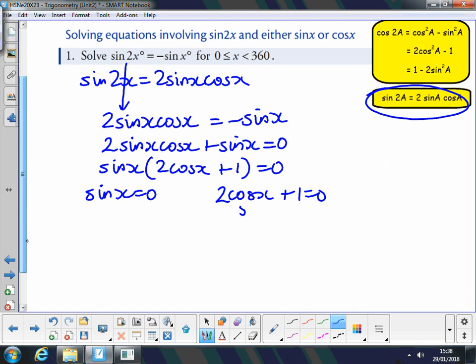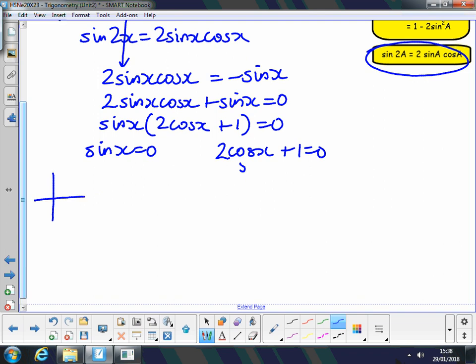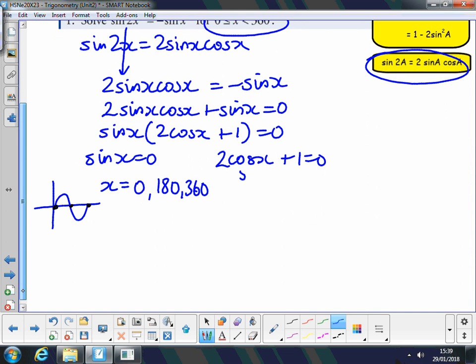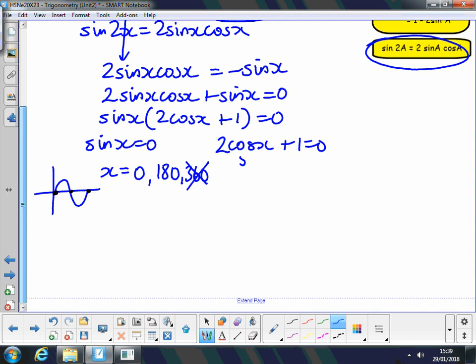Okay, now thinking of your diagram for sine x, when is sine x equal to 0? It's equal to here, 0, 180 and 360. So that's your answer. So x is equal to 0, 180 and 360 degrees. So just make sure, when you go back to the question, x has to be between, equal to or greater than 0, but less than 360. So straight away you can get rid of that answer there.